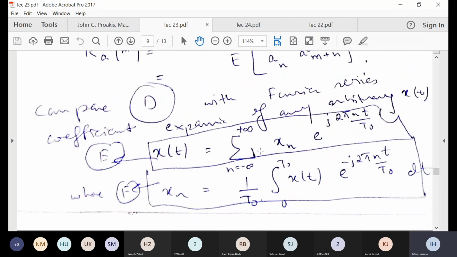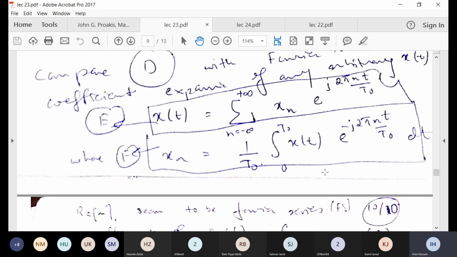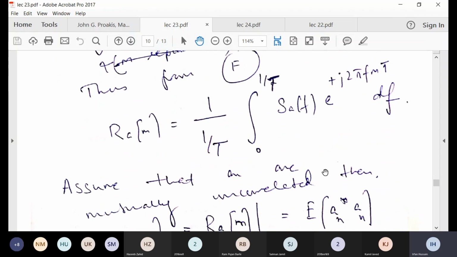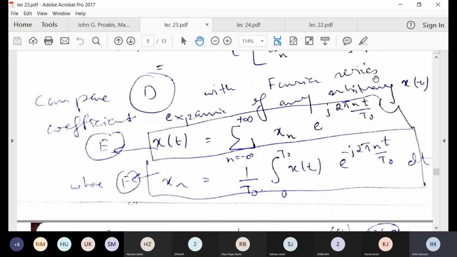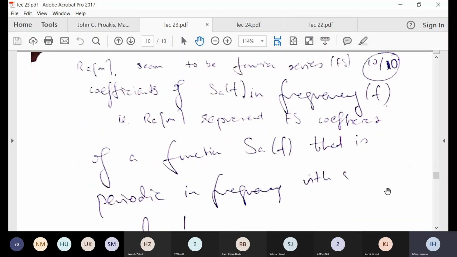So now we can use this if x of n is given as follows. So our RA can be represented in terms of this equation also. So we will use that. 1 over time period is 1 over T. The integral will go from 0 to T. This will be SAF because now we're representing SAF. And previously you had e^(j2πFn). So here T naught will become T, and minus n will become plus m. So minus m is replaced by plus m.